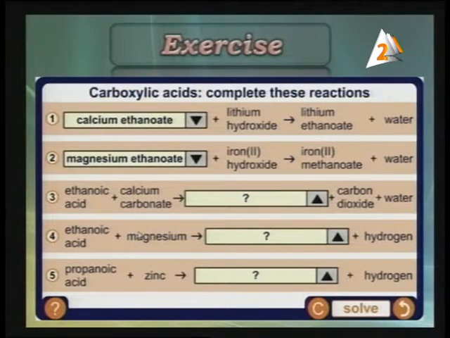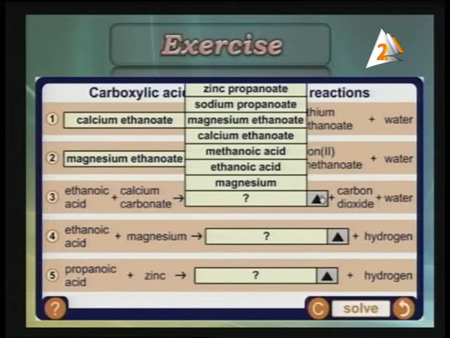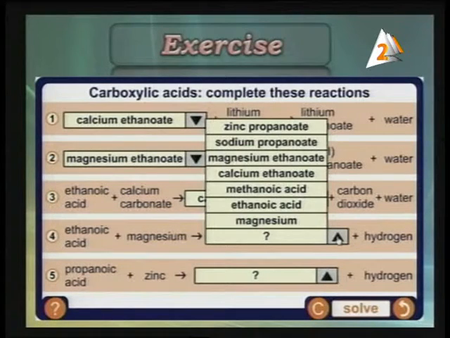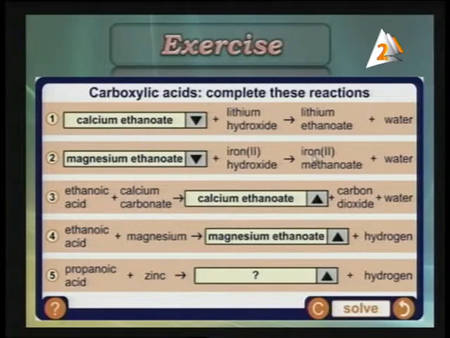After that we have ethanoic acid and calcium carbonate. This is acid and carbonate. Which one forms here? So here we have carbon dioxide and water, and many salts. So ethanoic acid and calcium carbonate, we have calcium ethanoate. After that we have ethanoic acid with magnesium. So we have magnesium ethanoate and hydrogen that moves out.